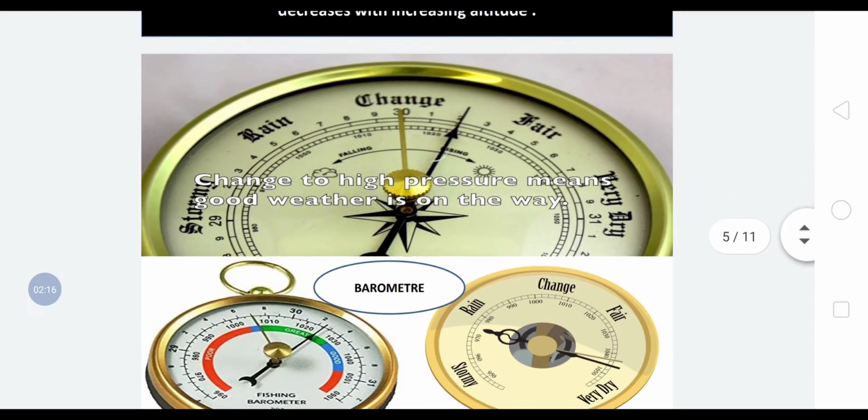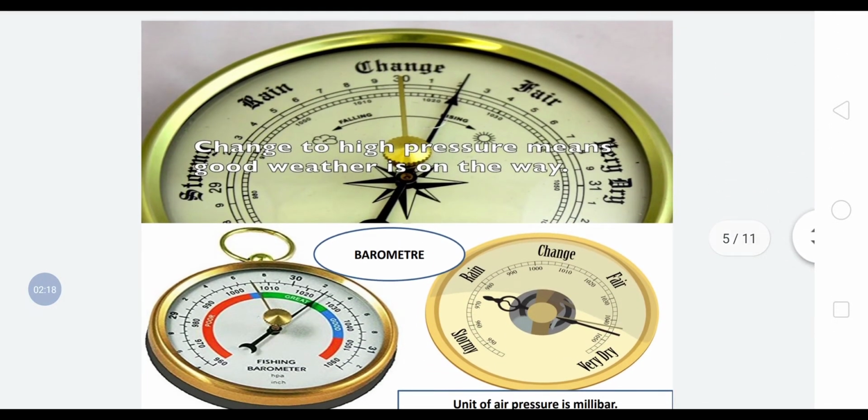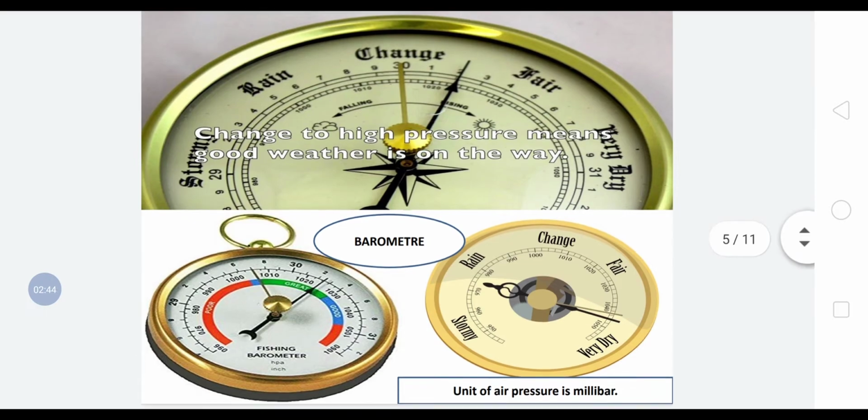The instrument which is used to measure the air pressure or the weight of the air is called a barometer, and the unit of air pressure is millibar. As we say, if we want to buy vegetables, we always buy in grams or kilograms. Similarly, the unit to measure air pressure is called millibar.